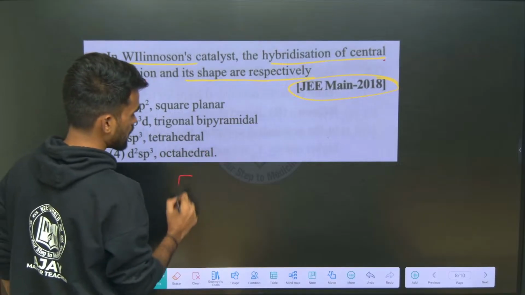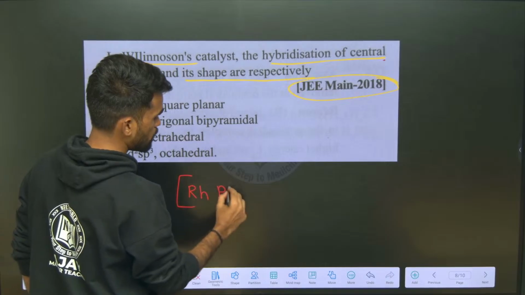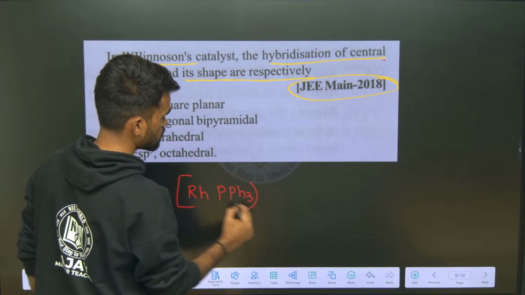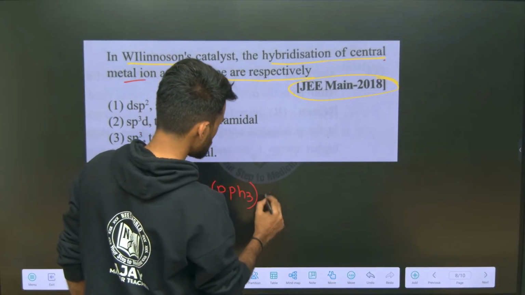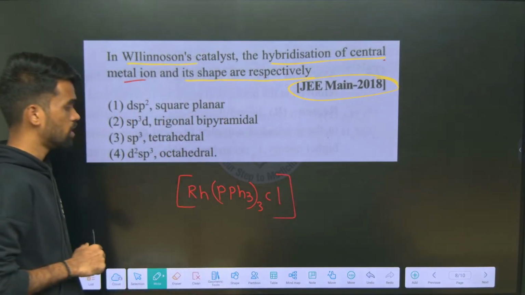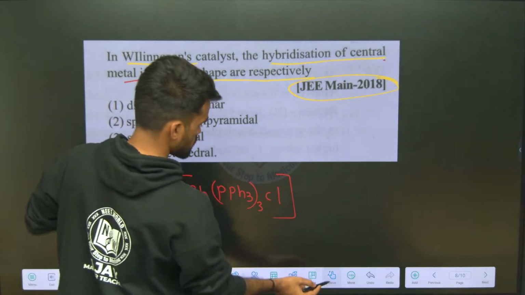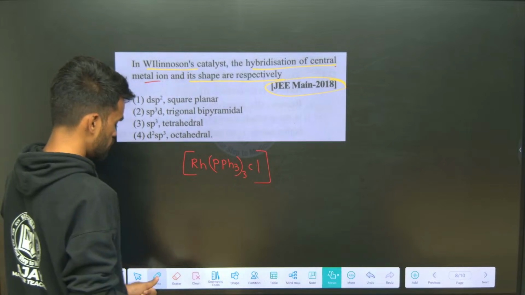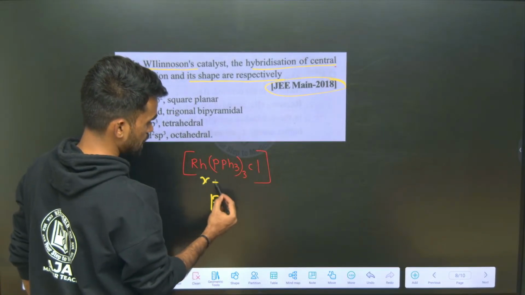So what is the Wilkinson catalyst first? That is RhCl(PPh3)3, with PPh3 being triphenyl phosphine, three times, and Cl. So this is the Wilkinson catalyst. Now what is the hybridization of this metal atom? Rhodium is the metal here. For rhodium, let us say the oxidation state is X.